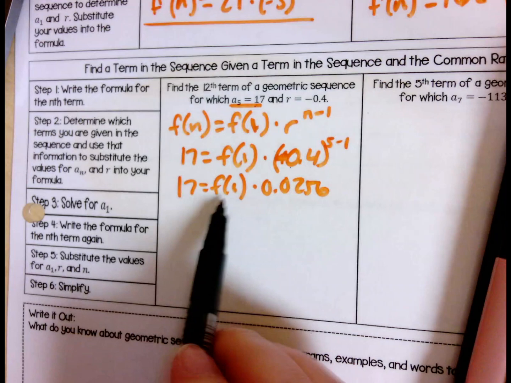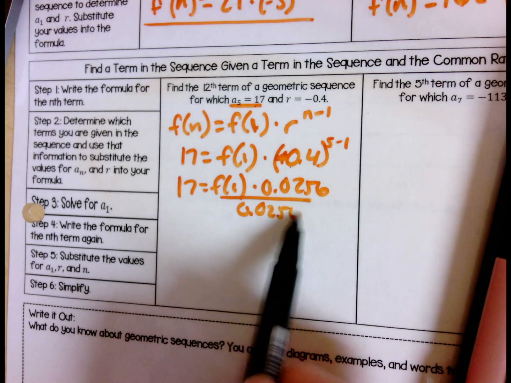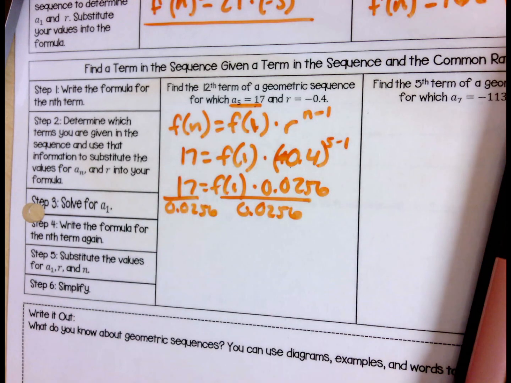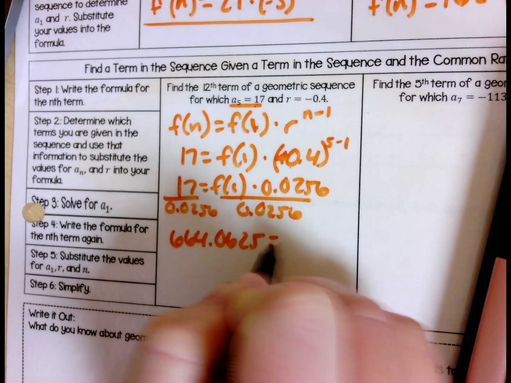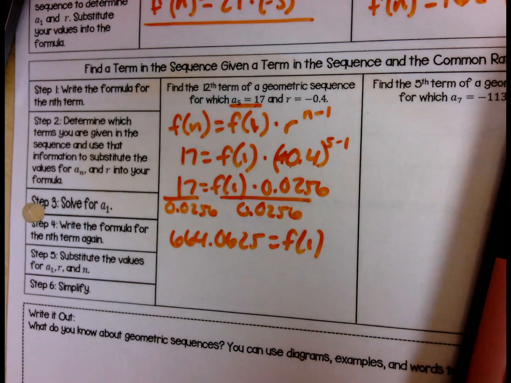0.0256. Now to get this f of 1 by itself, we're going to divide by 0.0256. And I'm going to divide this 17 by it. 17 divided by 0.0256. And we get 664.0625 as the first value. Okay. And so that is our first term.